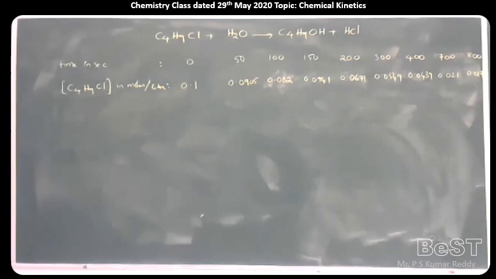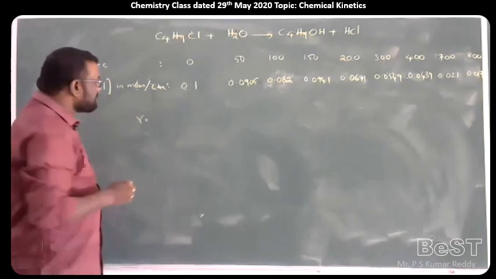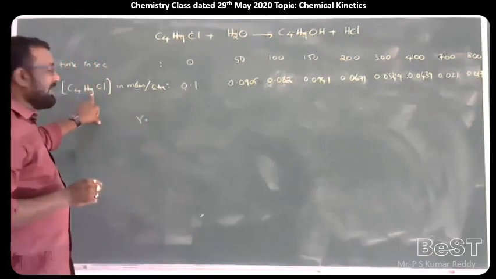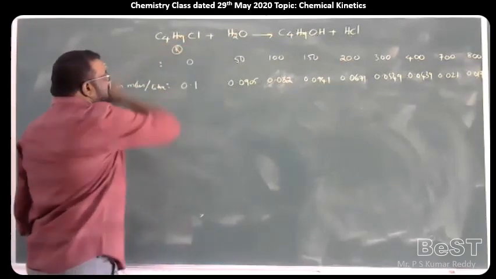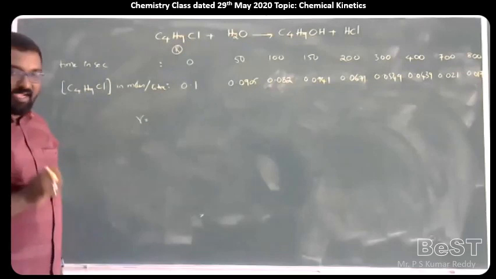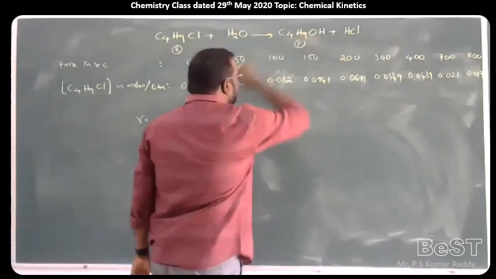You can see the table given to us on the board, and the first thing they are asking us to calculate is the average rate of reaction. So average rate of reaction is equal to, with respect to C4H9Cl. C4H9Cl is the reactant, and C4H9OH is the product.